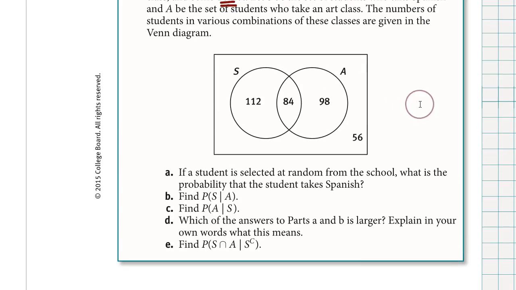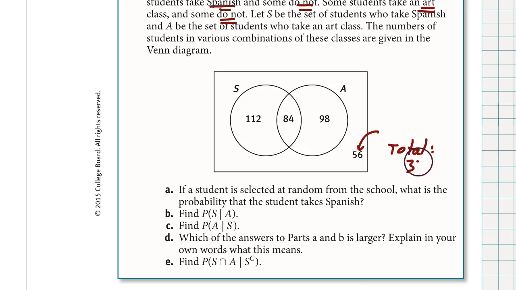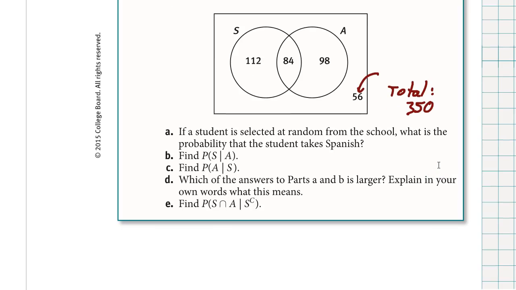The first thing I notice is it is a complete diagram. It even has the number in the corner showing the number of students who are neither Spanish or art. If we added all the numbers up, we could get the total. It is 350. Regular probability questions, not the conditional probabilities, would use the denominator of 350. Conditional probabilities will restrict that denominator to a smaller amount.